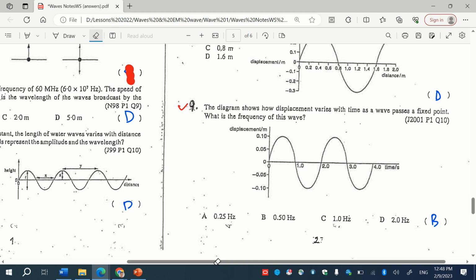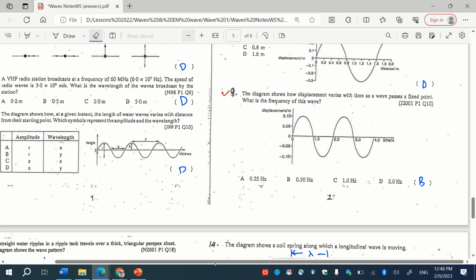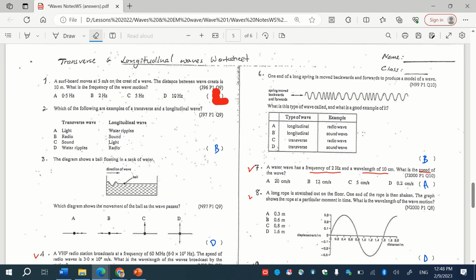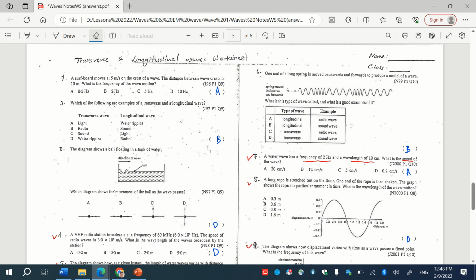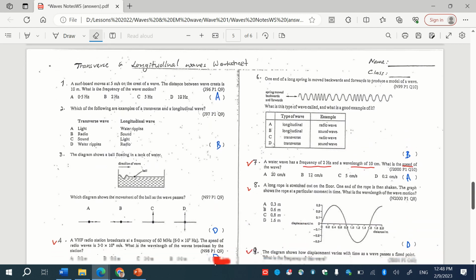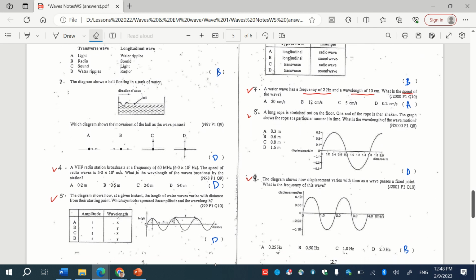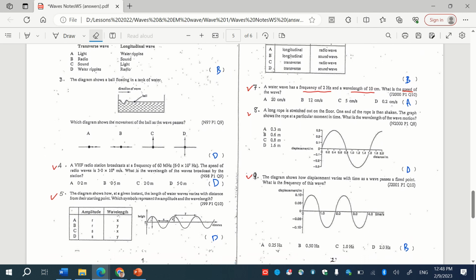Let me make it smaller. Then you can see all the answers. Okay, so here's the answer. Take a look. All right, for this page, hope you have done it yourself and checked through. If you don't know, you can ask me.